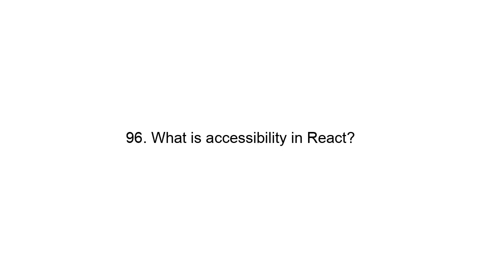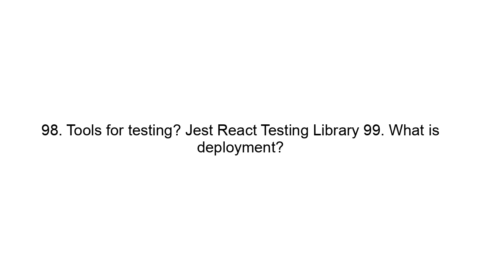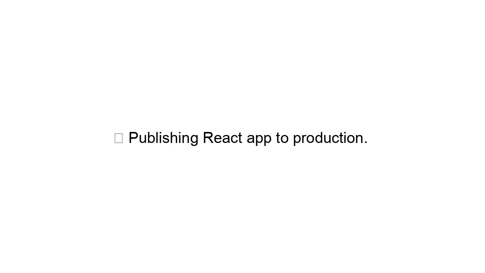96. What is accessibility in React? Making UI usable for everyone. 97. What is testing in React? Verifying component behavior. 98. Tools for testing? Jest, React Testing Library. 99. What is deployment? Publishing React app to production. 100. How to optimize React apps?